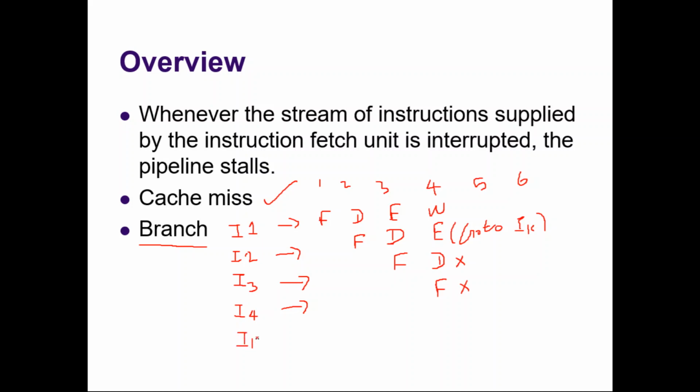and instruction K will be fetched during which clock cycle? Instruction K will be fetched during the 5th clock cycle, because only at the end of the 4th clock cycle does the processor know that control should be transferred to instruction K. So now instruction K will be fetched during this clock cycle, then it will be decoded, then executed, and then written. During the 7th clock cycle it will be executed, and during the 8th clock cycle it is written. Now if you see, the processor is stalled by how many clock cycles?